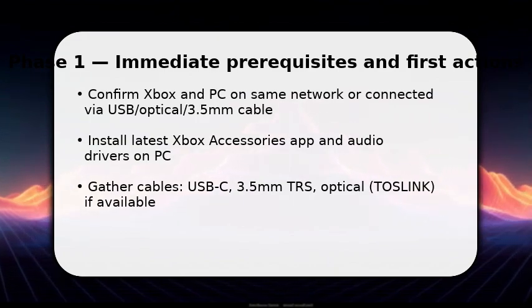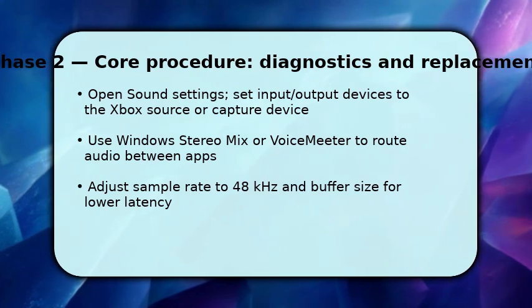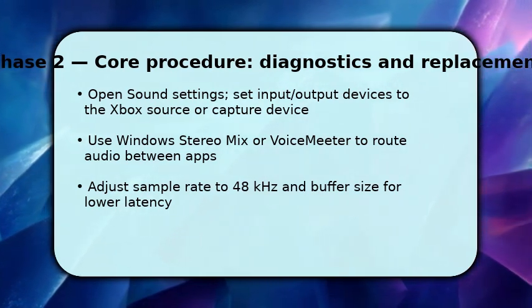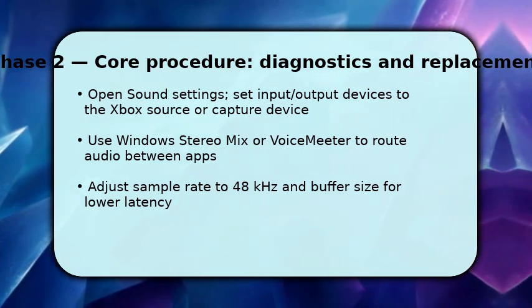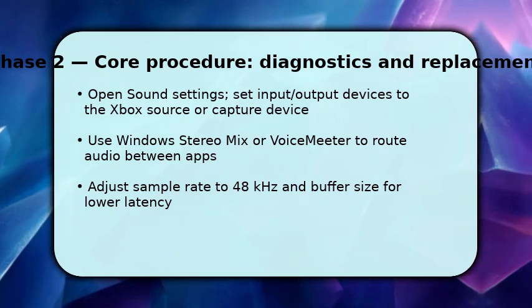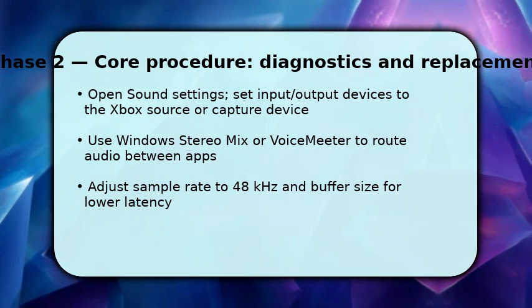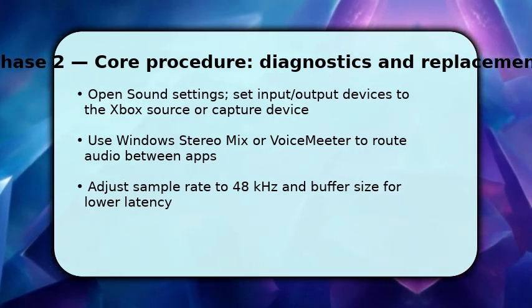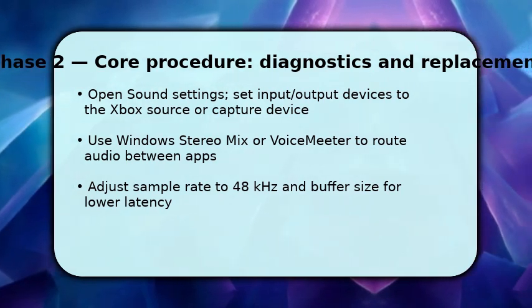Now configure Windows audio routing so Xbox output reaches apps and speakers. First, open Sound Settings and select the Xbox device or your capture card as the output, then set your default playback and recording devices. Once done, enable Stereo Mix or use VoiceMeeter. Route Xbox playback into the virtual input and send that to both your speakers and recording app.